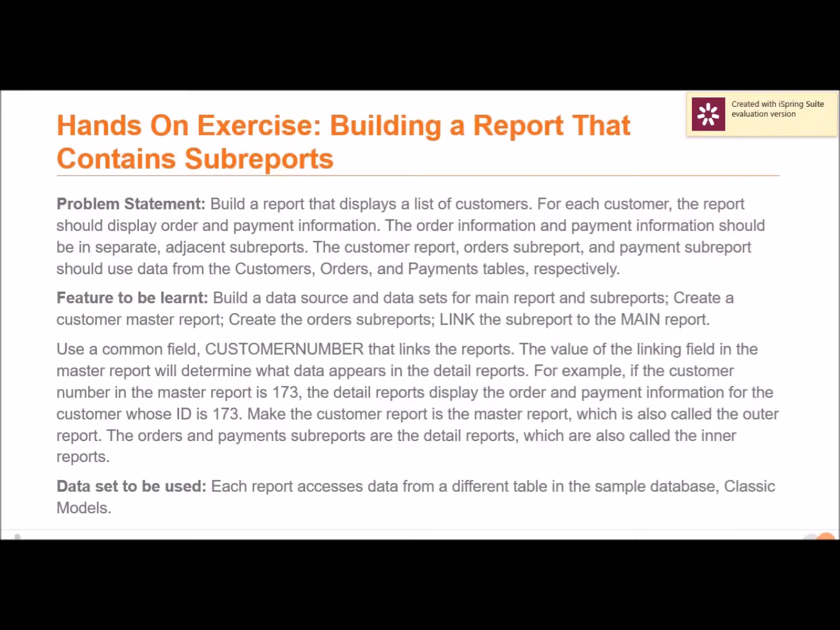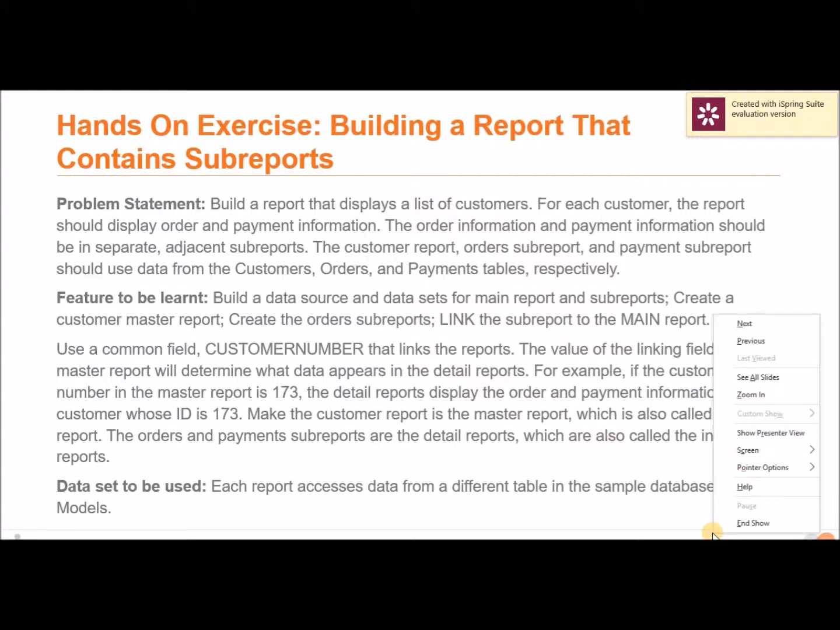Okay, so what are we going to do? First, let's consider the problem statement. We need to build a report that displays a list of customers. We already have that. For each customer, the report should display order and payment information. So we don't have that. The order information and payment information should be in separate adjacent subreports. So we have to have order information and payment information in separate reports.